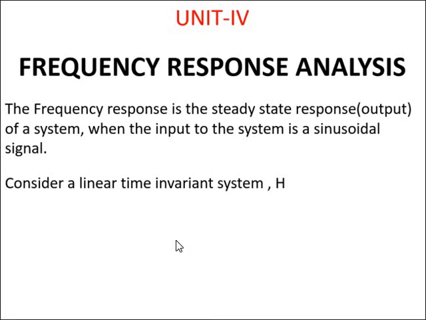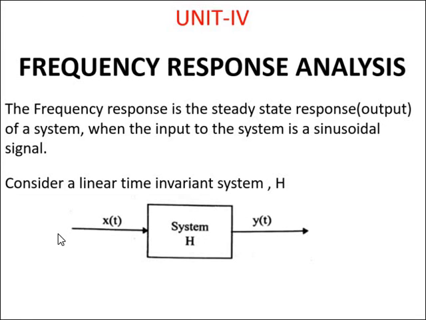Consider a linear time invariant system H like this: x of t input, y of t output, and the system is H. Now consider the inputs and outputs. Input is x of t equal to, for example, X sine omega t. Then output y of t is equal to Y sine (omega t plus 5). Here, the difference between these two signals is nothing but frequency response analysis. x of t is the input, y of t is the output. Now we will see what is the difference between this input and output.